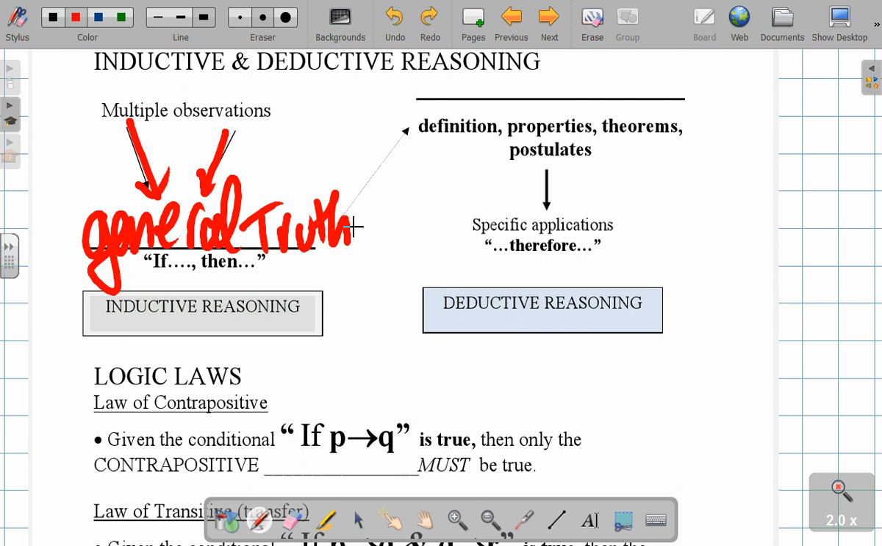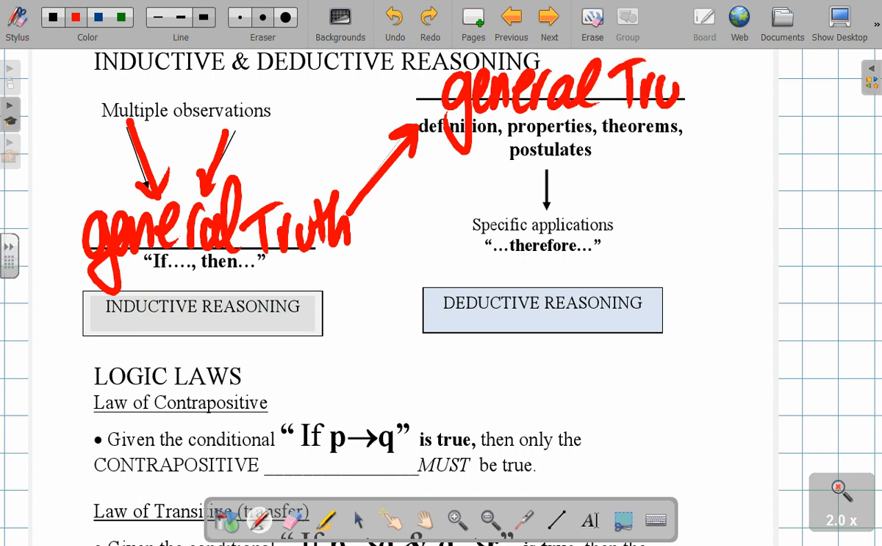It'll go faster there. Then, if you take that general truth, take your aha, and apply it to a specific, star the word specific.